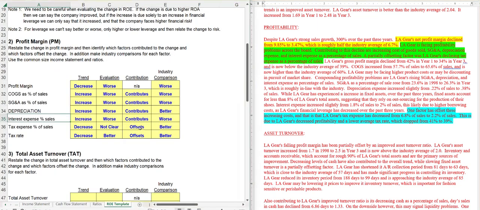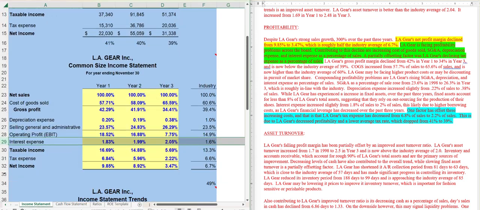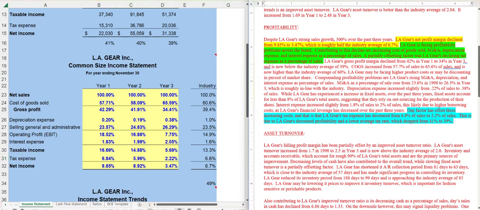Then finally, tell me about these two offsetting factors, our tax expense as a percentage of sales and our tax rate. So again, if we were looking at our common size income statement, our tax expense as a percentage of sales decreased from 6.8 to 2.2%. There it is right over there. And this is, again, lower than the industry average. And our tax rate dropped from 41% to 39%.